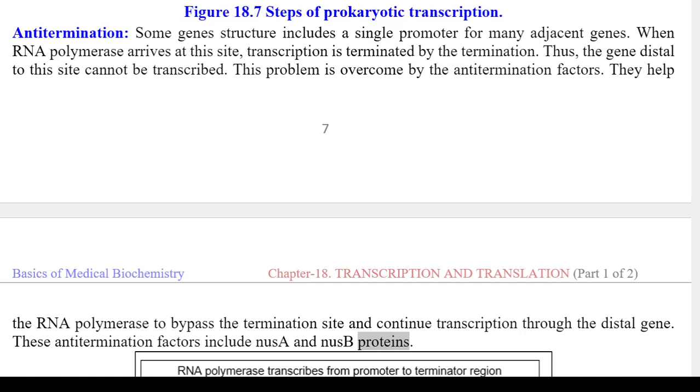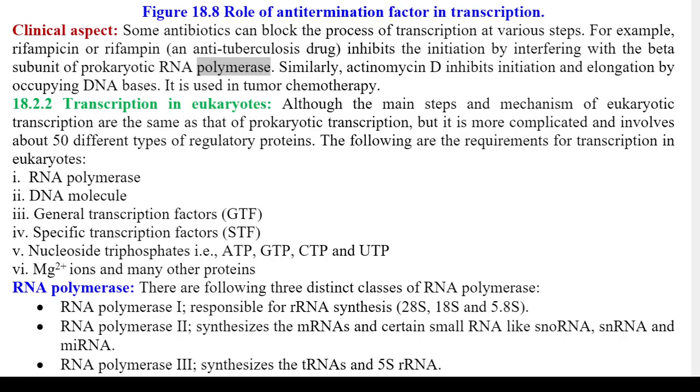Clinical aspect. Some antibiotics can block the process of transcription at various steps. For example, rifampicin or rifampin, an antituberculosis drug, inhibits the initiation by interfering with the beta subunit of prokaryotic RNA polymerase. Similarly, actinomycin D inhibits initiation and elongation by occupying DNA bases. It is used in tumor chemotherapy.